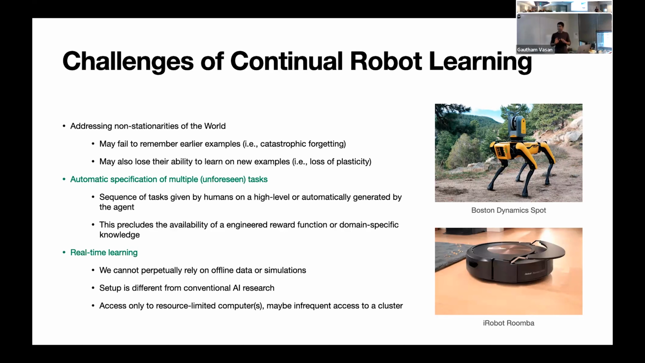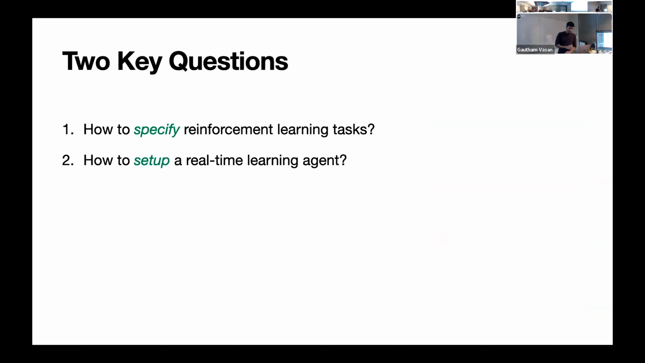So in this talk, I'm not going to talk about continual learning methods which address catastrophic forgetting and loss of plasticity. I highlight the two issues that we'll be focusing on here. One is the automatic specification of multiple tasks, and the other is real-time learning. So let's make this even more concrete. I'm going to ask two questions. So the first is how to specify reinforcement learning tasks. And the second question would be how to set up a real-time learning agent.